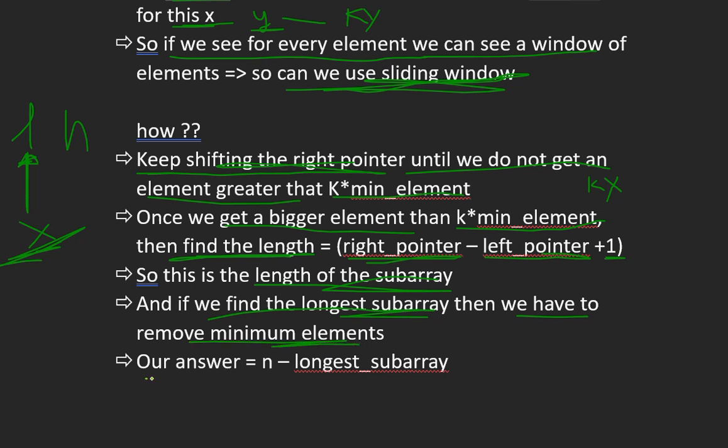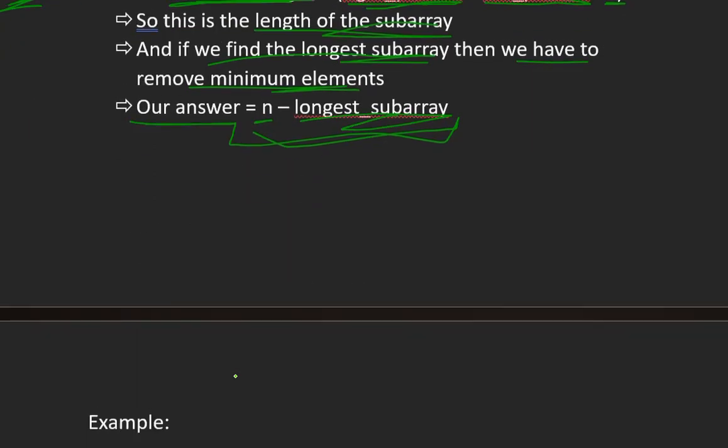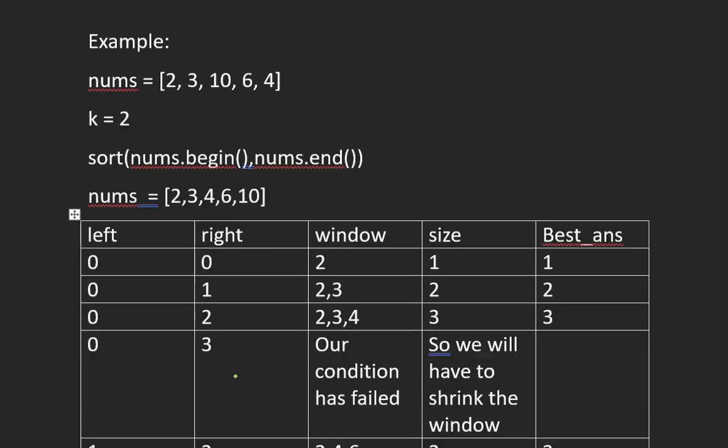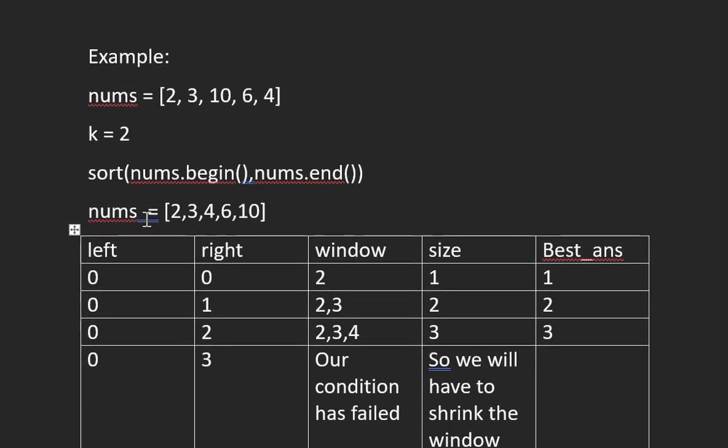So what will be our final answer? Final answer is array length minus longest subarray. So these are the number of elements that we have to remove, right? I hope you are getting it. So let me explain you with an example to make it more clear, right?